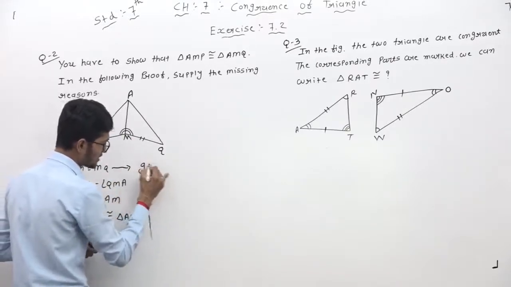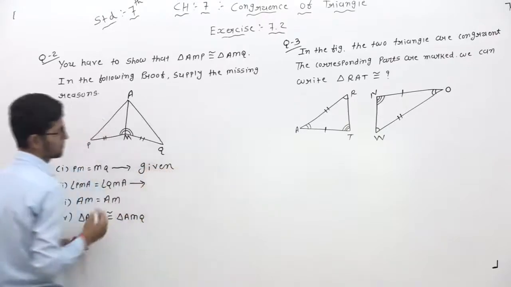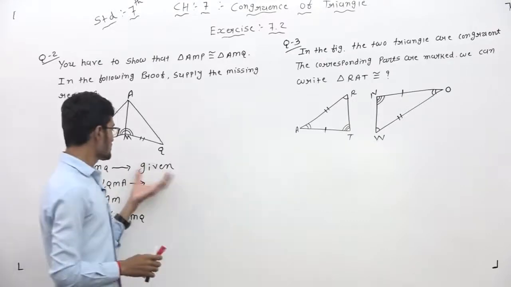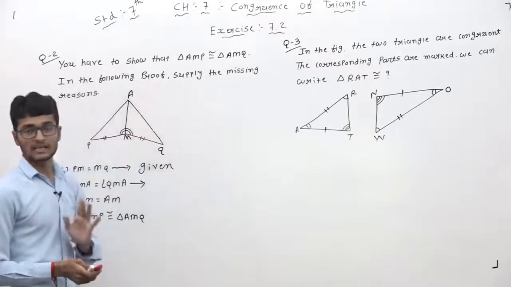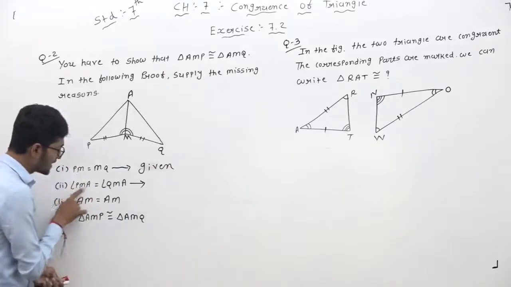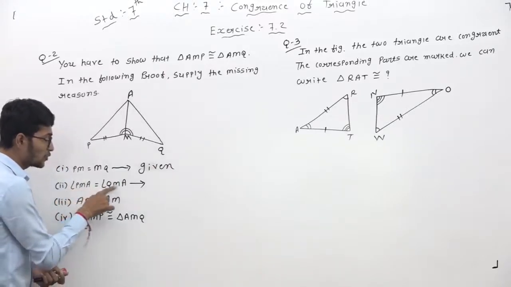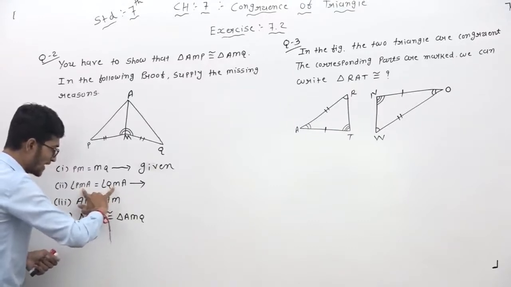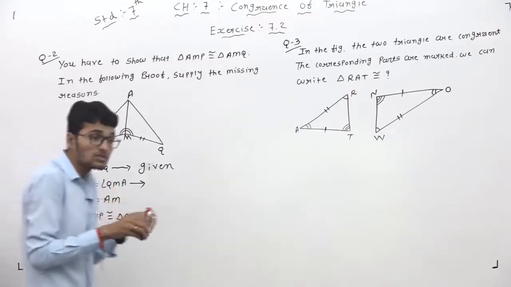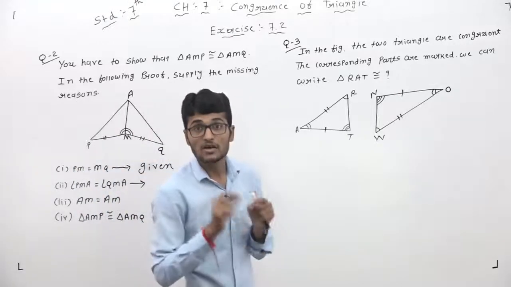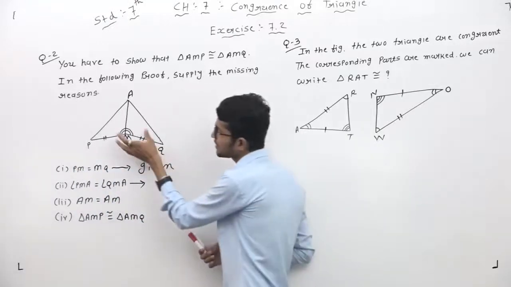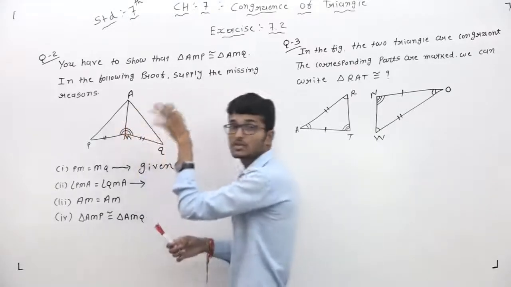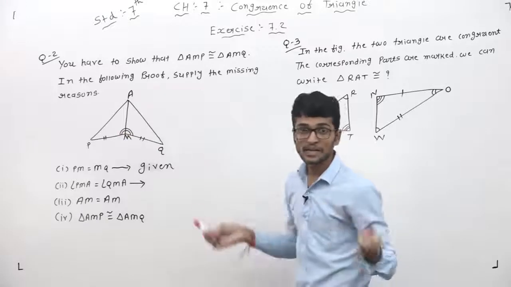This reason is given in the question. Clear? First reason: given, meaning it is given in the question. Same for the angle PMA is equal to angle QMA. It means here it is between M, and here it is also between M. It means both angles are at M, so both triangles have the same angle. Why? Dear students, in this figure M is in both triangles. This is also given in the question; we have not written it anywhere.